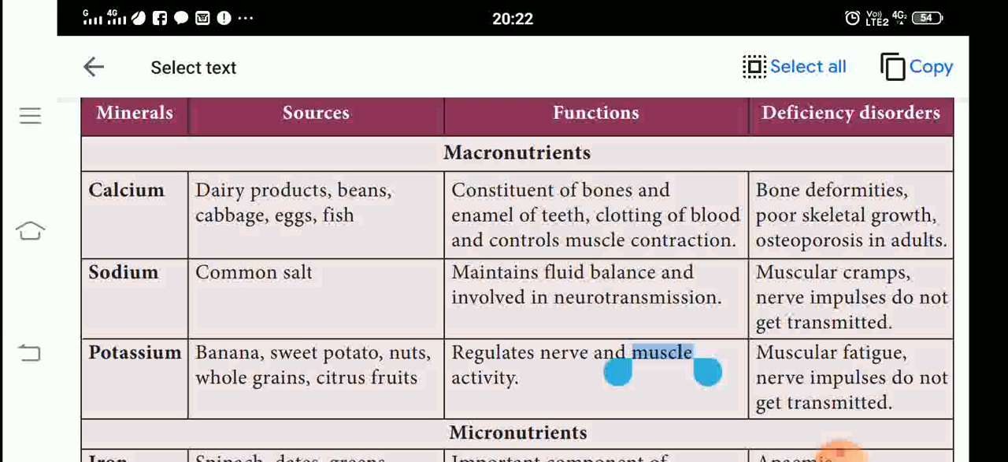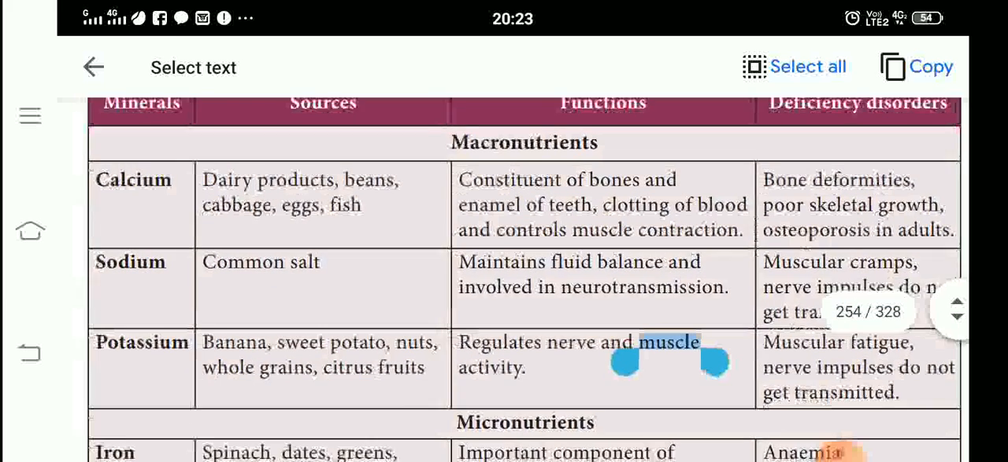If the bones are not properly formed, what will happen? The skeletal system will not be properly developed. So it is a poor skeletal growth. Then osteoporosis in adults. Osteoporosis means the calcium will not deposit in the bones. The bones will be weakened and easily broken in adults due to less deposition of calcium. These are the important deficiency disorders due to calcium.